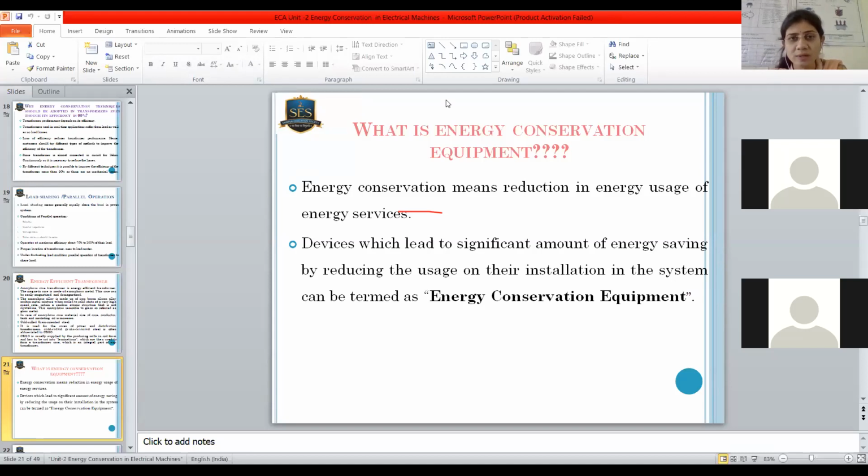Okay, fine. So here the energy efficient motor topic is complete. Now we are going to discuss the next topic, that is the energy efficient transformer. Just a minute, I will share my screen with you. I will share the notes here.